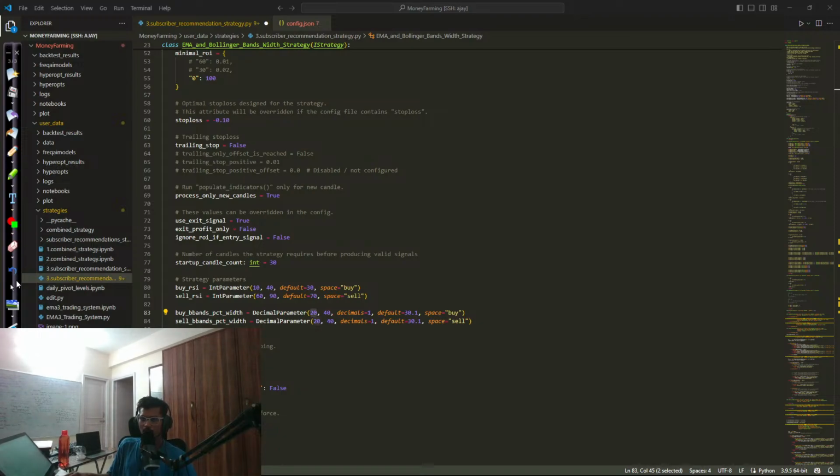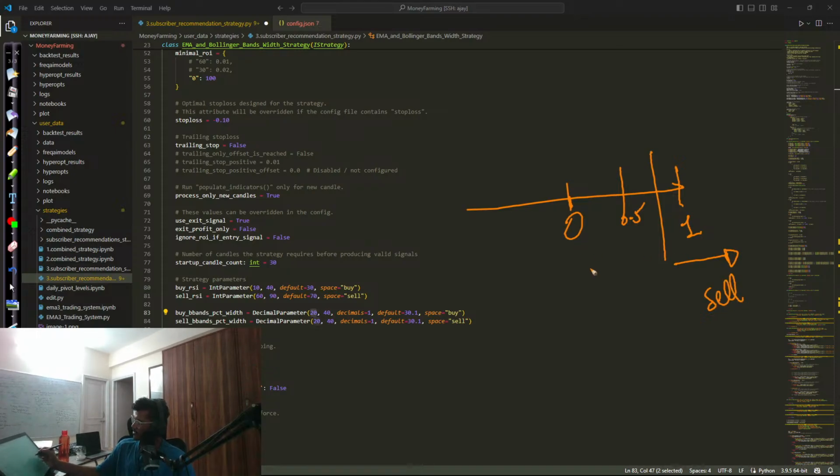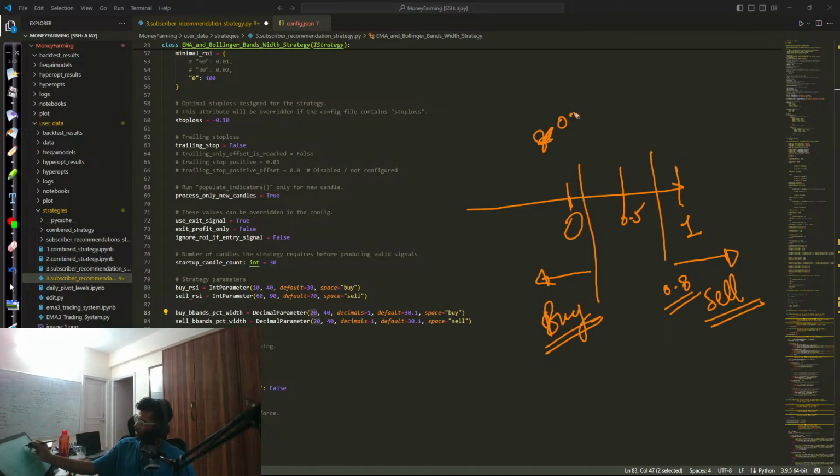So what value should I take? I have this number line, 0 and 1. So 0.5 is here. We are going to buy for sell in this range, this domain, from 0.8 to that, and here from maybe 0.2. So let's go and write it.